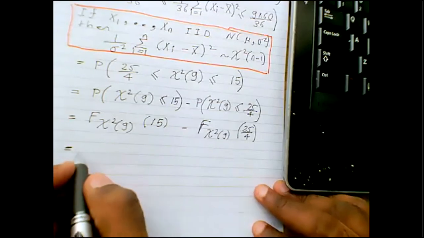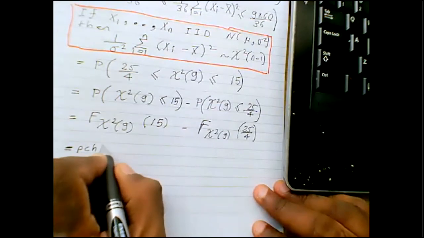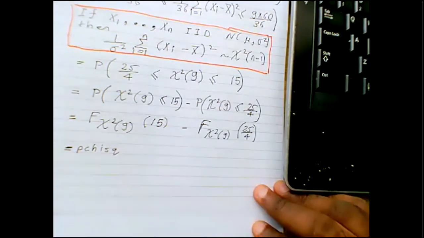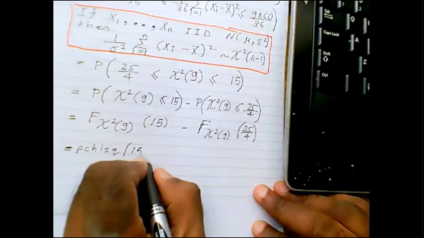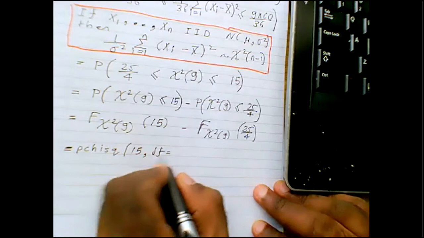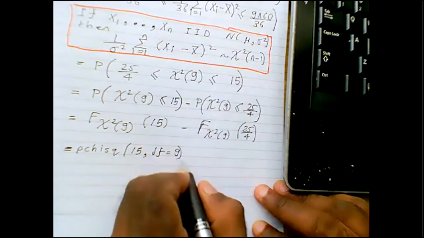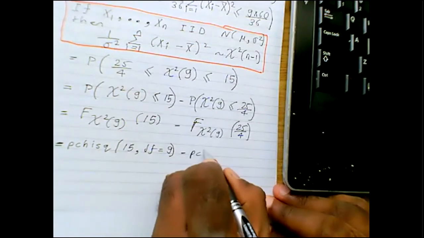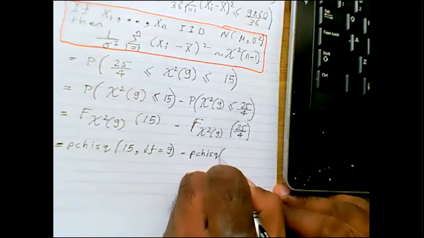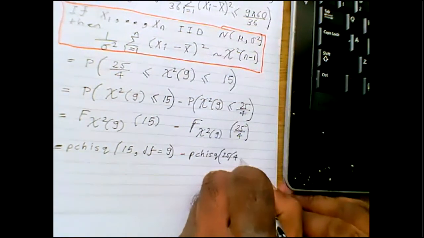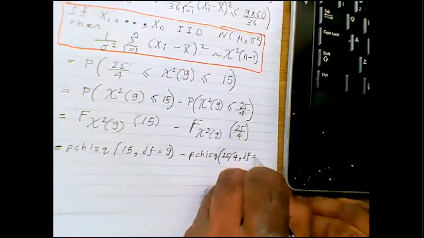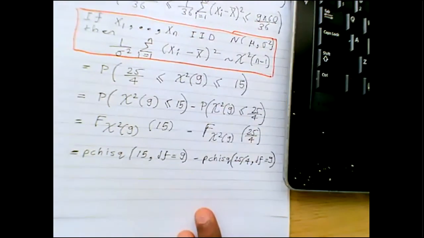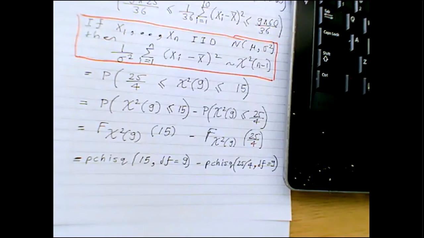You can compute this as P chi-squared. Remember, P chi-squared is the notation to compute the CDF at 15 with the degree of freedom df equal to 9. Okay, and this guy here can be computed as P chi-squared at 25 by 4 with the degree of freedom equal to 9. All right, so this completes the first part of question 7.